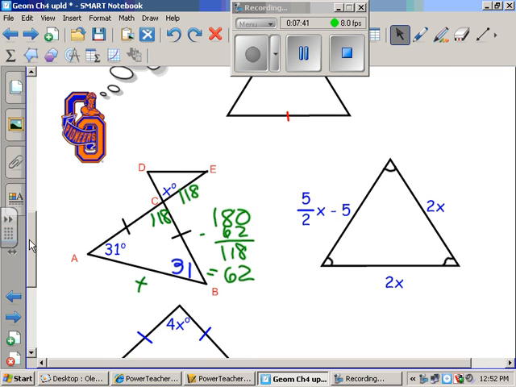How about this one? What kind of triangle is it? Well, we don't know it's equilateral. It's equiangular, but now we know that if it's equiangular, it's also equilateral. Yes. Awesome. Okay, so what does that mean about all these sides? So I can set up an equation. Someone want to give me the equation? Ella?